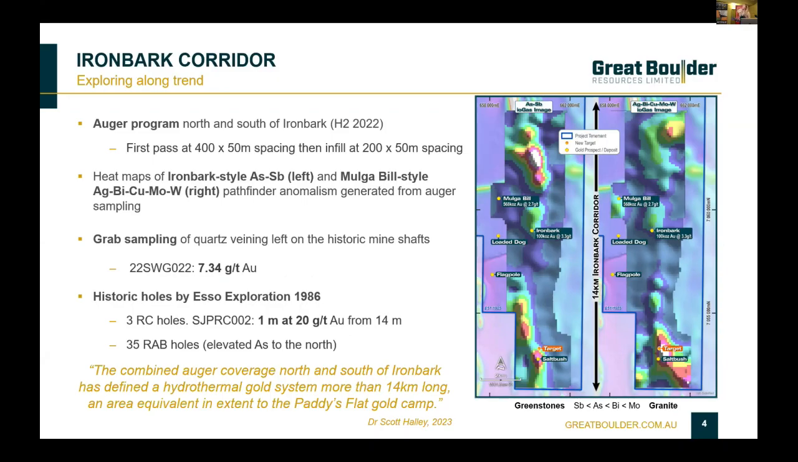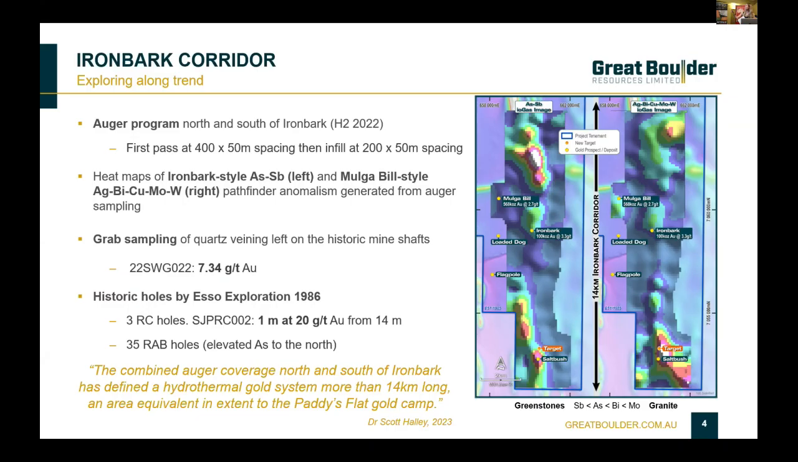The auger program was 400 meters by 50 meter spacing, and then we infilled that to 200 meters in selected areas. And the results of that were really quite interesting. It picked out a number of different targets along the Ironbark trend. And here I've got an image which shows weighted sum heat maps generated in iGeoS.